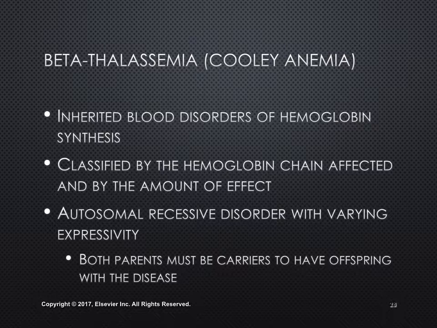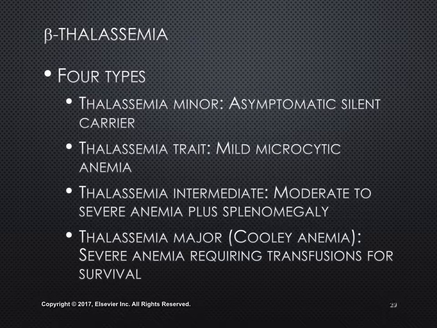Cooley anemia is one of the inherited blood disorders of hemoglobin synthesis, and it's classified by the hemoglobin chain affected and the amount of effect. It's an autosomal recessive disorder with varying expressivity. Both parents must be carriers in order to have an offspring that has the disease.